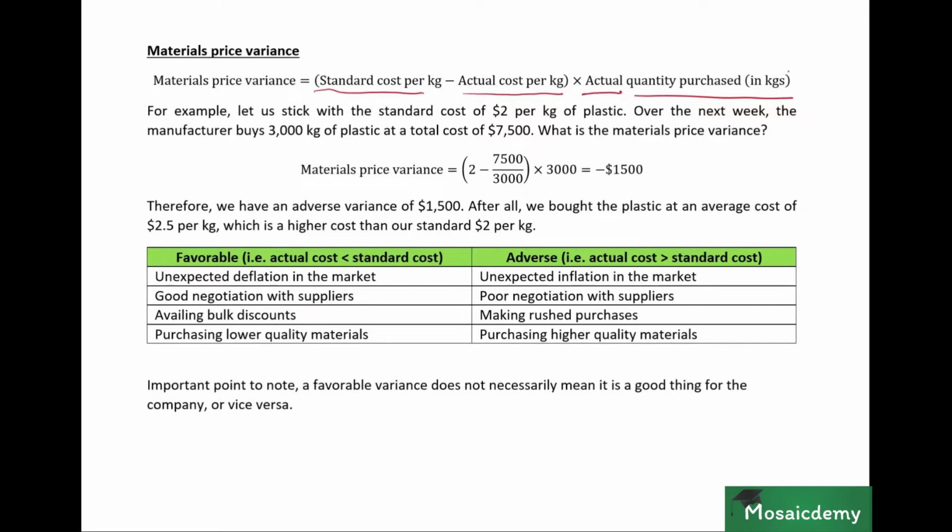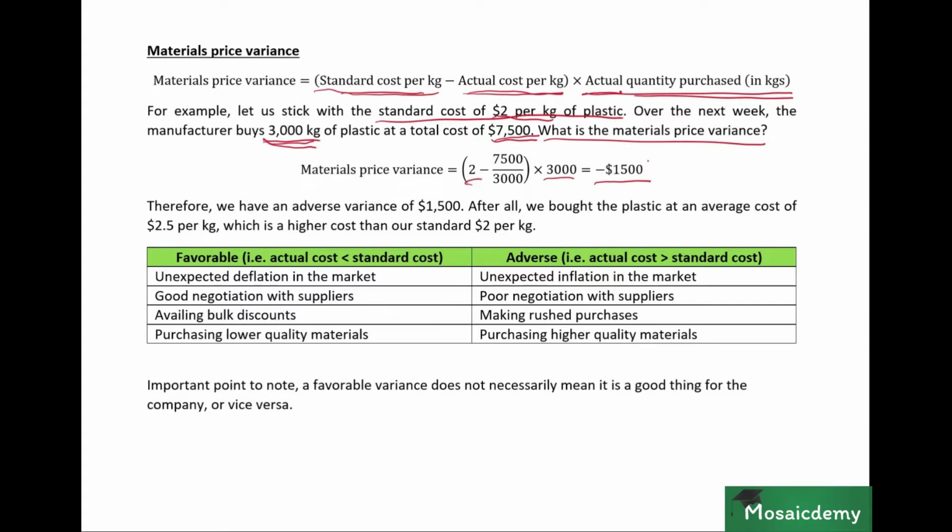So for example, let's say that the standard cost is $2 per kg of plastic for a plastic bottle manufacturer. Over the next week, the manufacturer buys 3,000 kg of plastic at a total cost of 7,500. So these are the actual numbers. What is the materials price variance? We take the standard cost per kg, which is $2 in this case, and then we find the actual cost per kg. We bought a total of 3,000 kg at a total cost of 7,500. Dividing 7,500 by 3,000 gives us $2.5 per kg, and we multiply that by the actual quantity purchased, which was 3,000 kg. The end result is an adverse variance of $1,500.